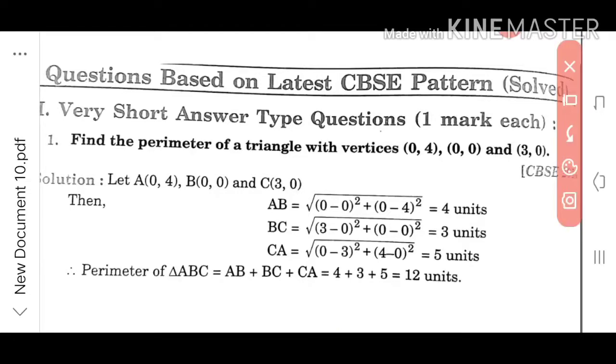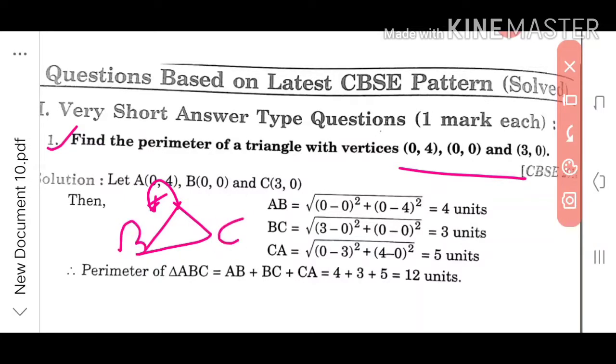This question was given in the board exam, and this is a very important question. Find the perimeter of the triangle whose vertices are given to you. One triangle is given, the first point is A, the second point is B, and the third point is C. Here you will find the distance AB. AB is the root of (0 minus 0) whole square plus (0 minus 4) whole square, which is equal to 4 units. Now we find the BC distance.